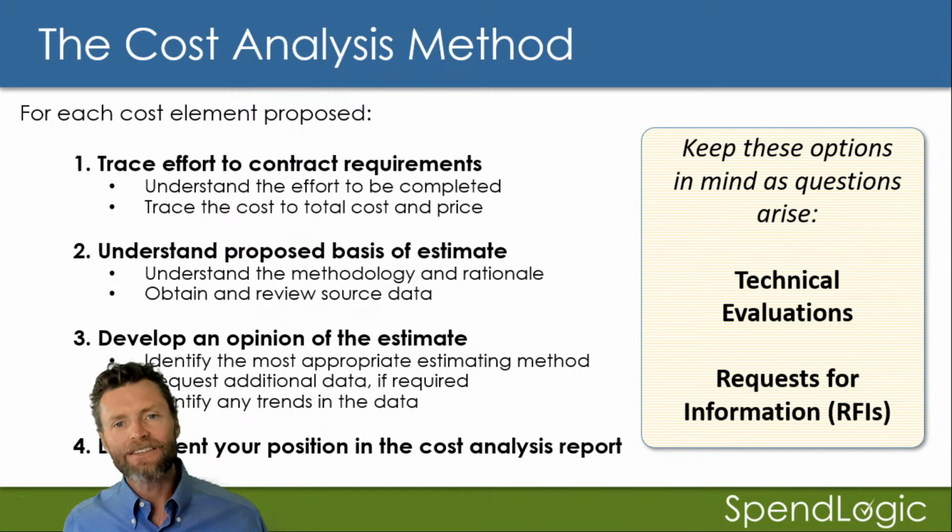I've set these out as 1, 2, 3, 4, but they don't actually work in exact order. It's an iterative process. Sometimes you're going to get some information in number two, you're going to understand the basis of estimate. But in order to develop the opinion, you're going to have to ask for more information and get a better understanding. Maybe you go up to 1. And then once you get something, maybe you jump down to 4 and get it into your cost analysis report. Okay. All of these work out of order until you finally get to the point where you have a full cost analysis on all the cost elements.